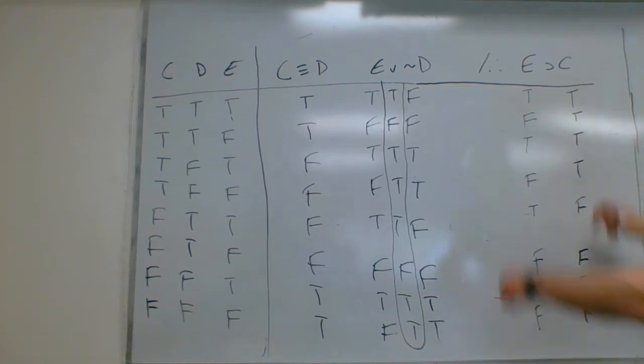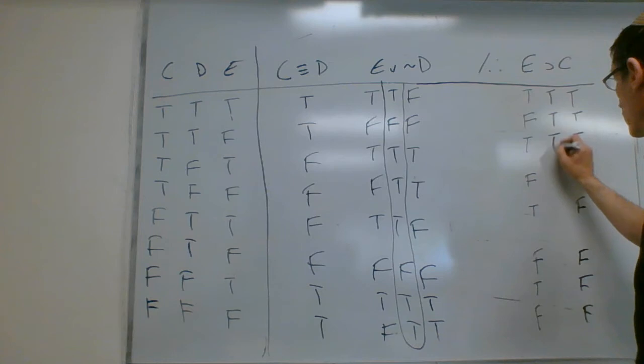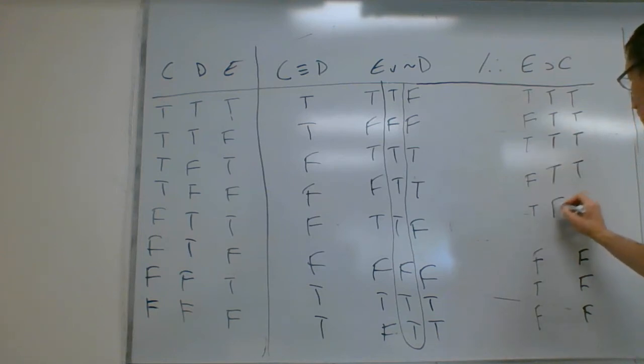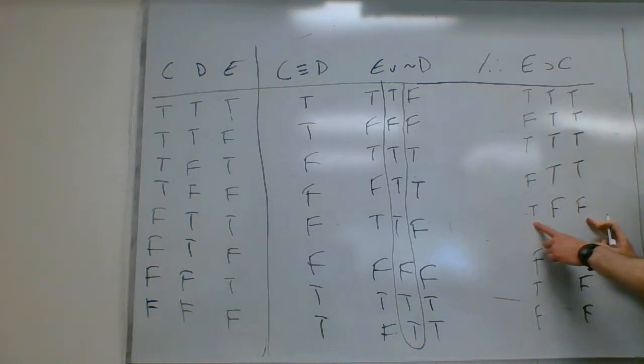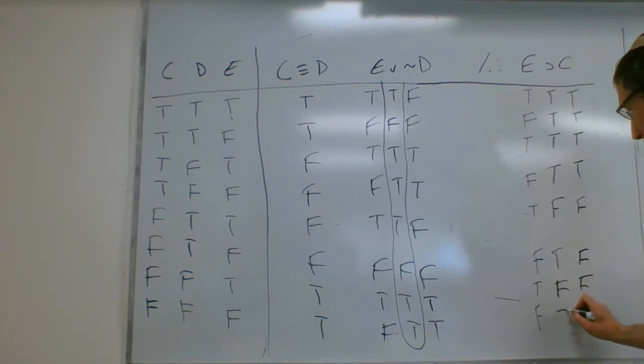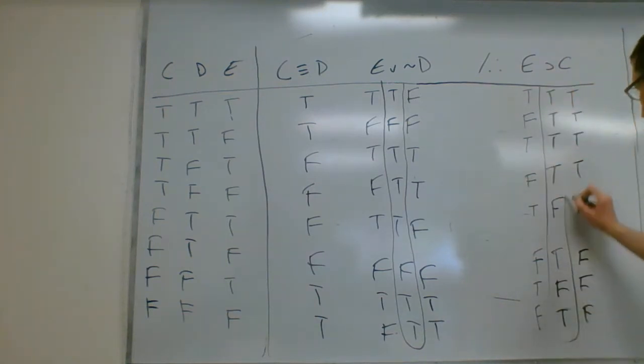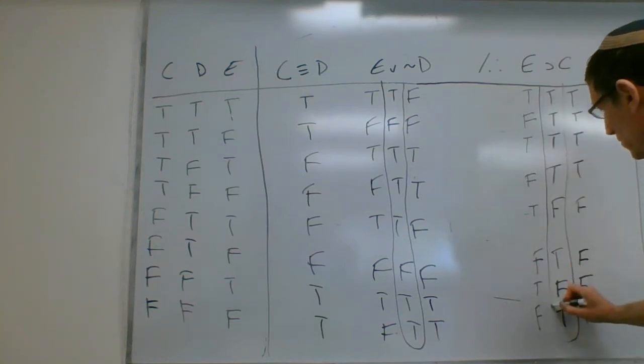Okay, now I'll do E horseshoe C. It's going to be true, true, true, true, false. Remember, the horseshoe is false when you have antecedent true and consequent false. So it's going to be true and then false here and true here. So this is the value of the horseshoe, E horseshoe C.